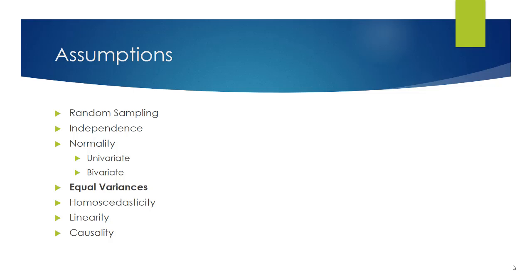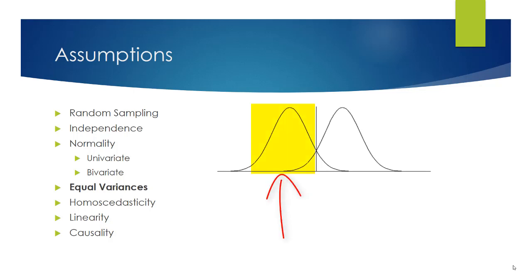Equal variances, or homogeneity of variance. What we're talking about here is that the degree of variability in the populations is relatively equal. So in particular, this is important for things like the independent samples t-test and the ANOVA, because what we need to see is, if I'm comparing men and women, for instance, let's say that men are the group on the left here, that's their distribution of scores on a variable. Women are the group on the right, and that's their distribution of scores.